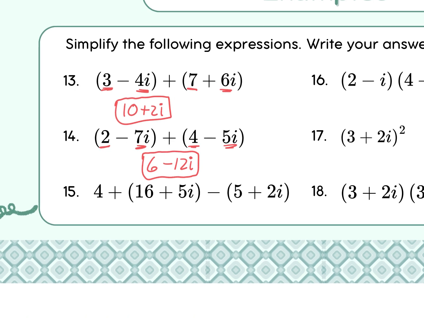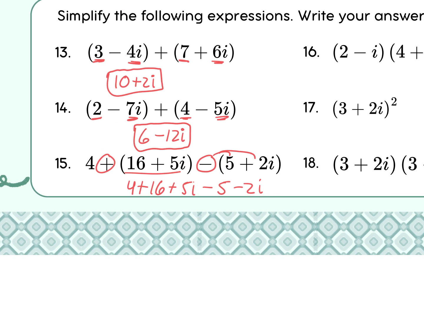All right, maybe you have more things. Keep in mind this negative would just change the sign of everything on the inside over here. This plus doesn't do anything to the signs on the inside over here, so I get 4 plus 16 plus 5i minus 5 minus 2i. Then combine like terms: 4 plus 16 is 20, and 20 minus 5 is 15, and then I get 5i minus 2i, which is plus 3i. And then this is my complex number in standard form.